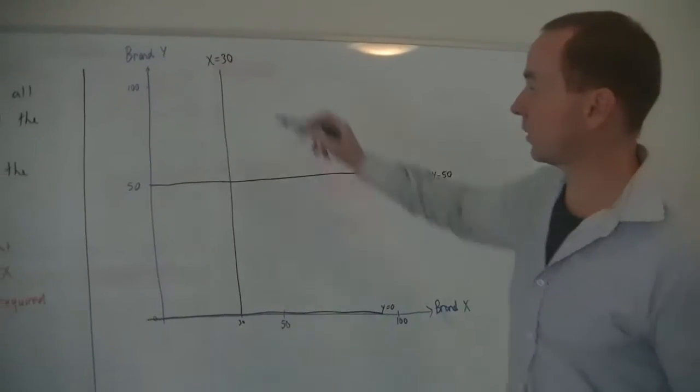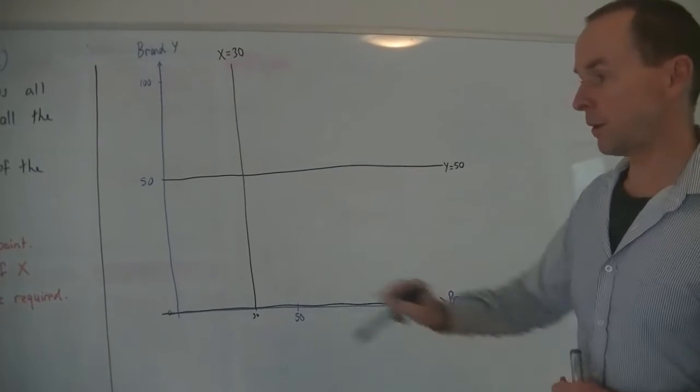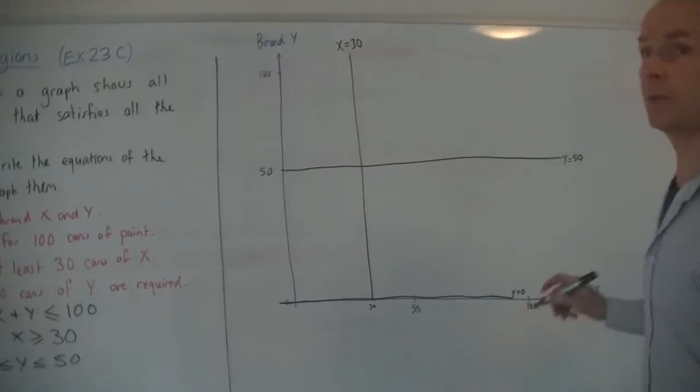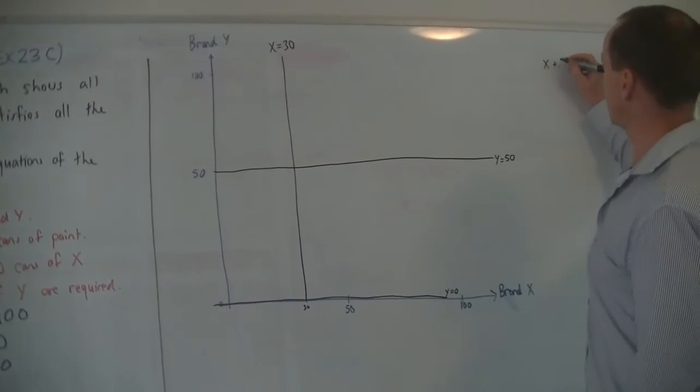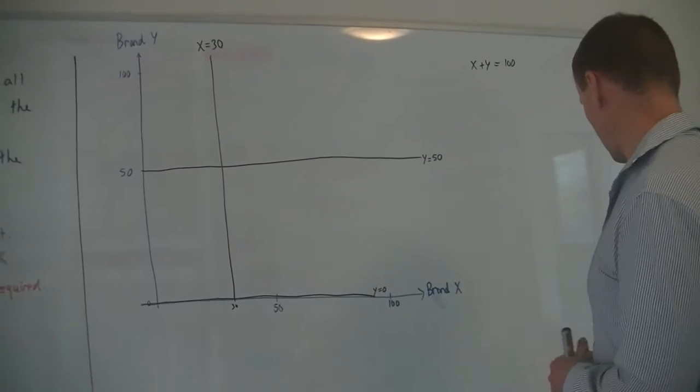So far we've got 3 lines. We've got the vertical line and the 2 horizontal lines across there. Now we've got the harder one. X plus Y equals 100. So X plus Y equals 100. We need to do a little bit of work for this one.